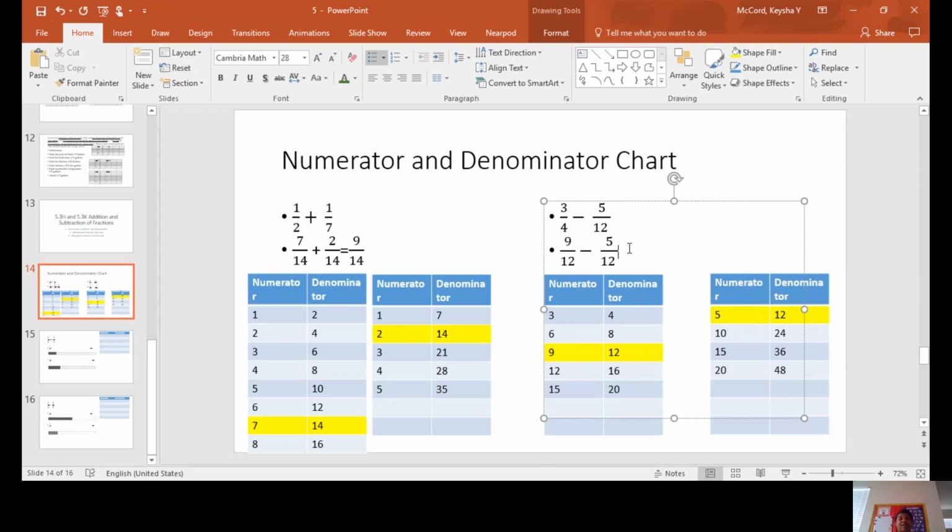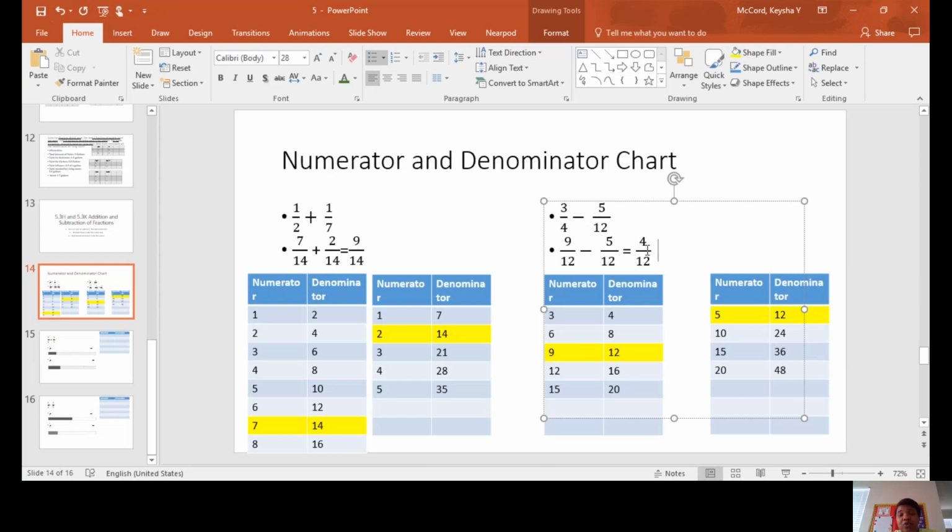So now, can I subtract 5/12 from 9/12? Yes. 9 minus 5 is going to be 4. And then remember, we don't subtract our denominators. We do not subtract our denominators. So that's going to be 12, okay? So my answer is 4/12.